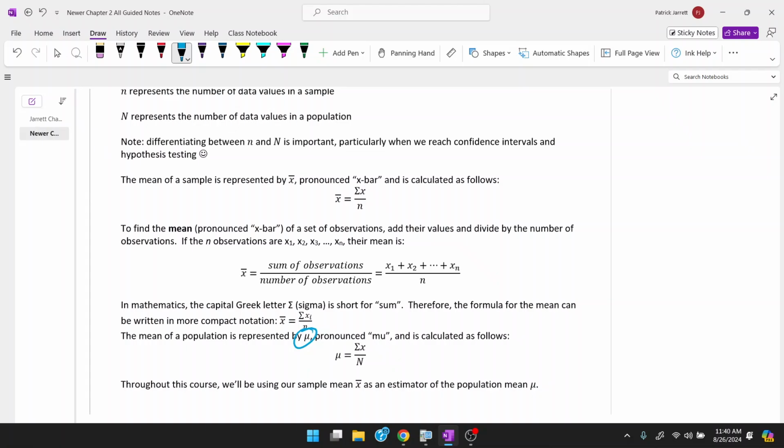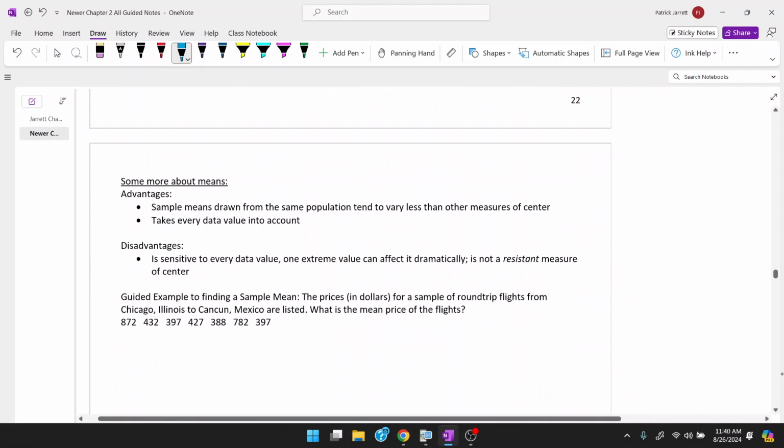I gotta get my energy back. So we'll be using our sample mean x bar as an estimator of the population mean mu. That's what's going to happen in this course. Now, sample means drawn from the same population tend to vary less than other measures, and it takes every data value into account. However, a disadvantage is it is sensitive to every data value. One extremity can affect it dramatically.